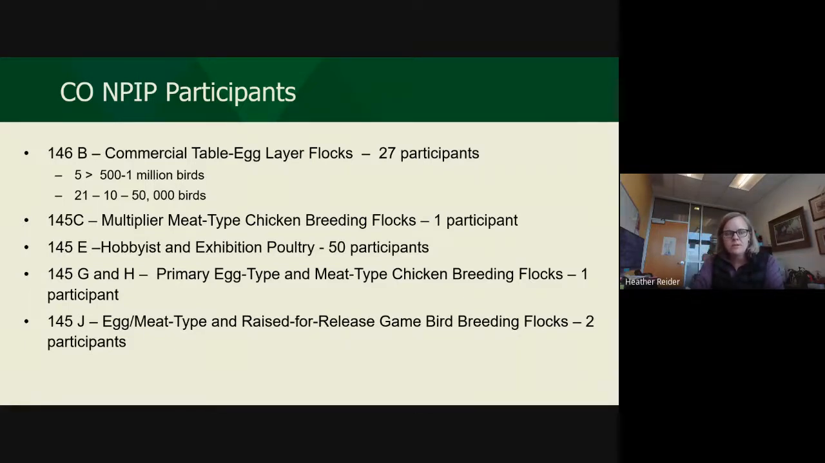A lot of those producers, I think, are usually anywhere from 30 birds to 300 birds. In Colorado, that's the range. And then we do have 1 producer that falls both into that 145GH and also a specialty producer. So that's Colorado's NPIP participants. I guess next slide.